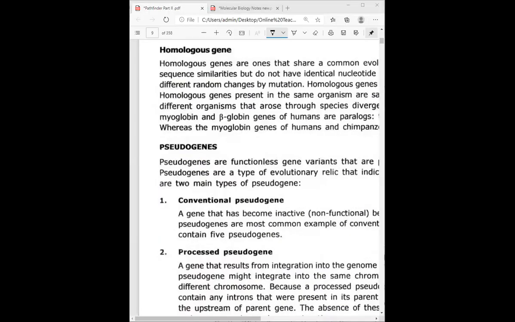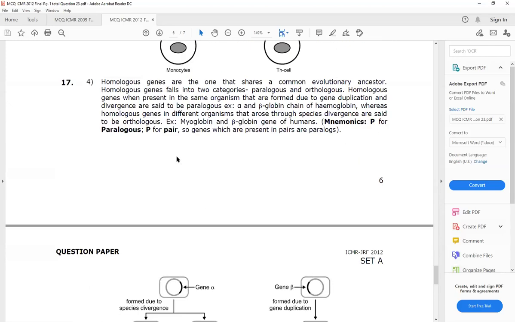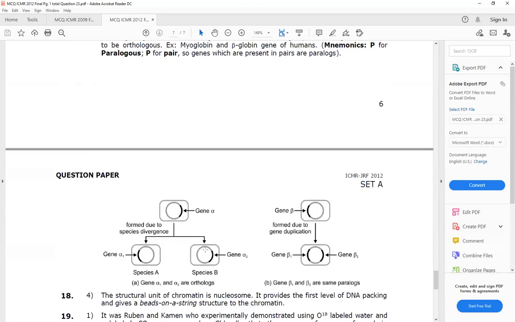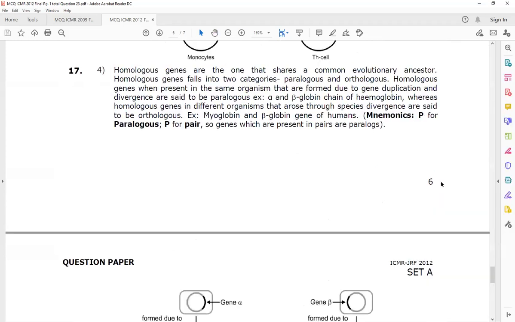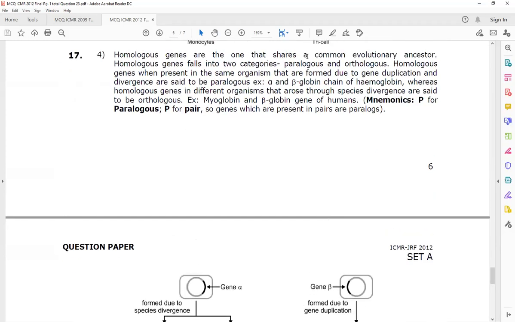You please look here. There are two sets of genes which are present. This would be given in your book. Okay, and those are referred to as homologous genes. Now, what are these homologous genes? How are these homologous genes present? This is a question of ICMR JRF asked in the paper 2012.